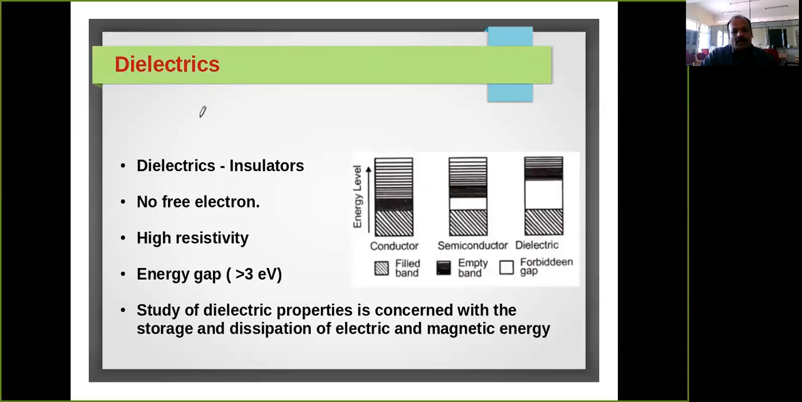Here, dielectrics are purely insulators. They do not conduct electricity because they have no free electrons. Therefore, dielectrics will have high resistivity and very low conductivity. And also dielectrics will have a large energy gap, around 3 eV or more than 3 eV. That is, there is a large energy gap between the valence band and the conduction band compared to conductors and semiconductors. Study of dielectric properties is concerned with the storage and the dissipation of electric and magnetic energy.